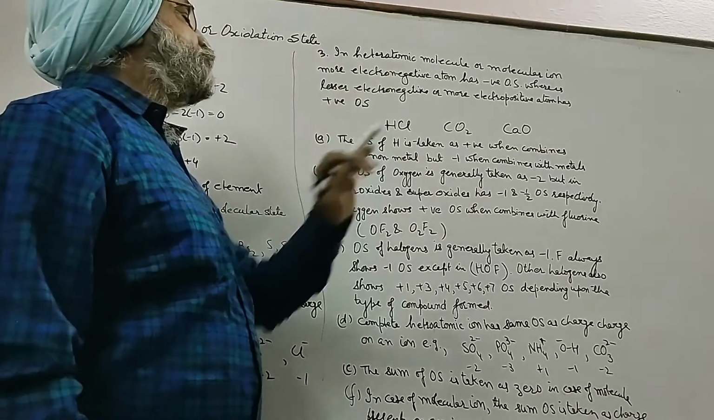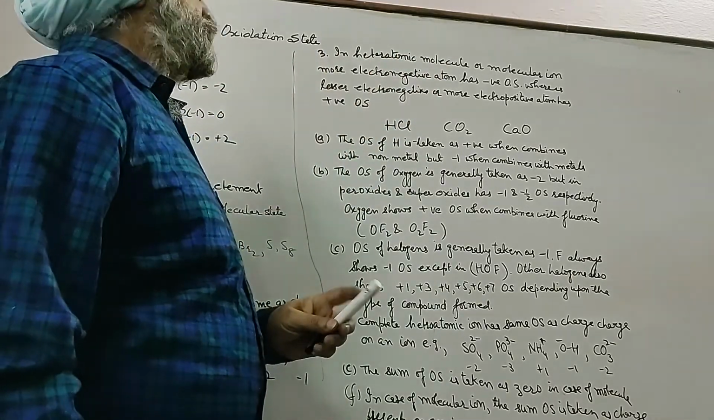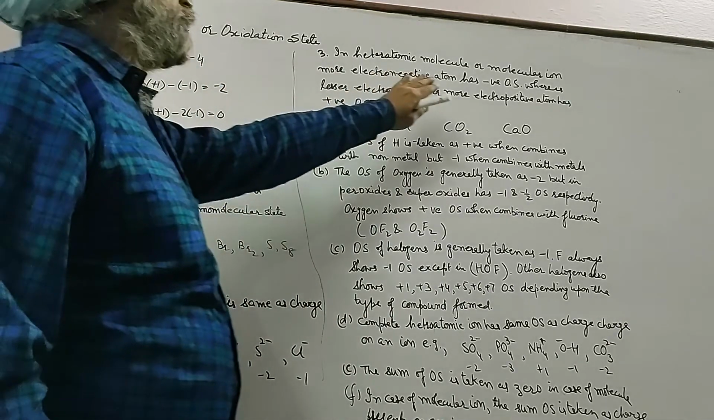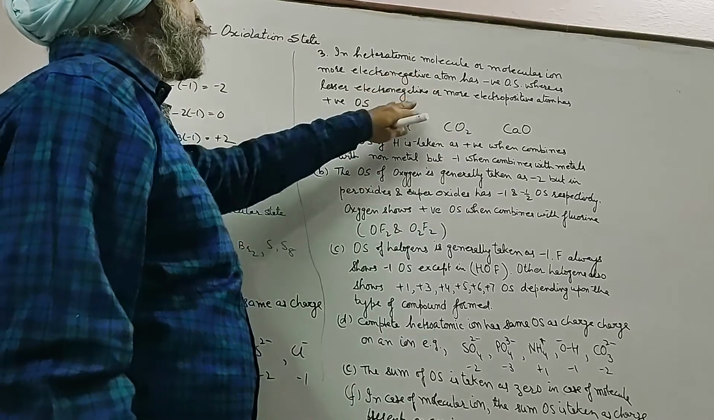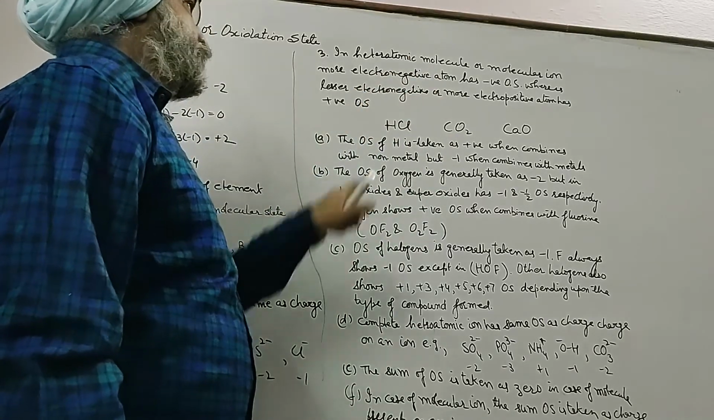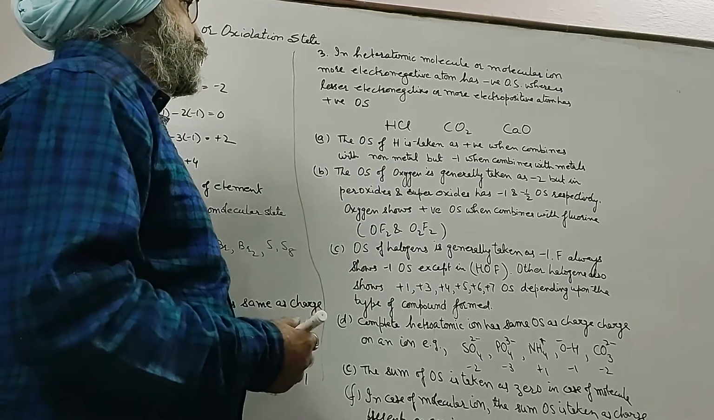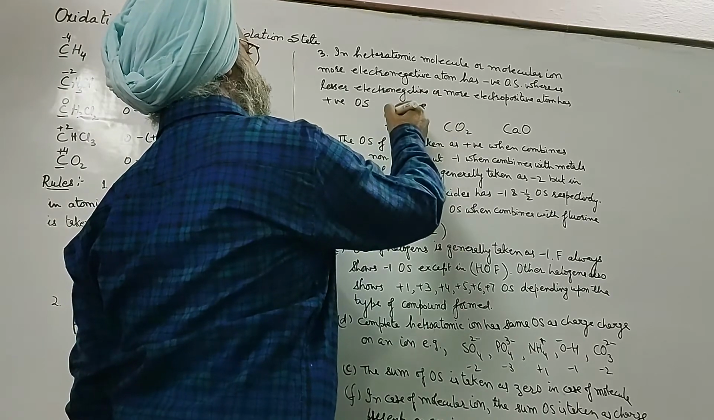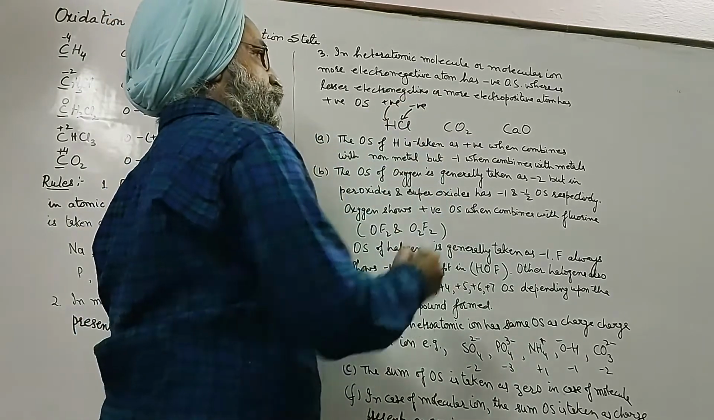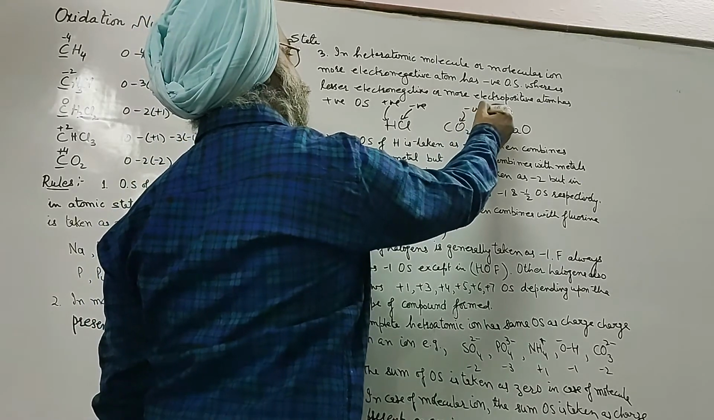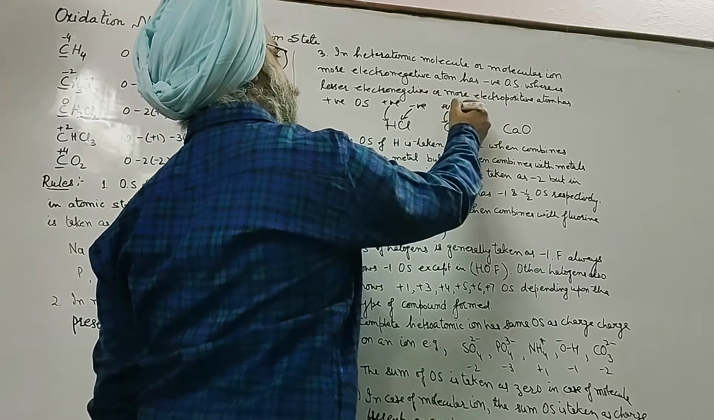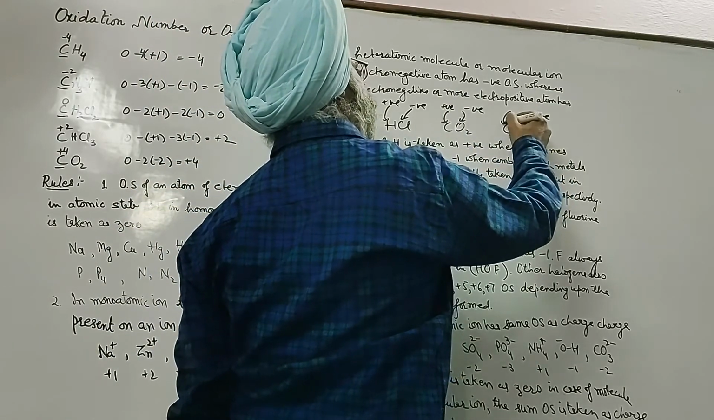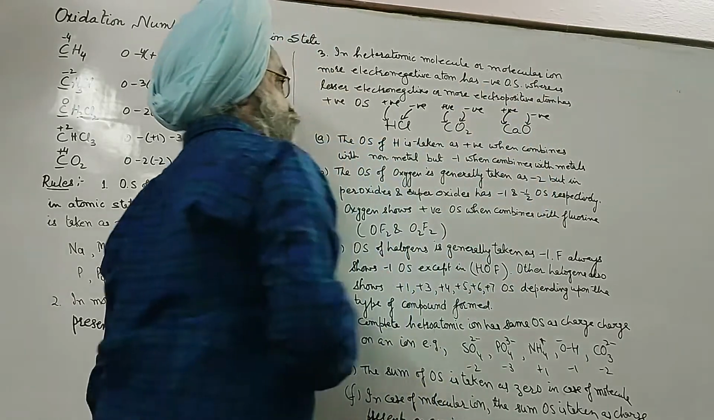Now, in case of a heteroatomic molecule or molecular ion, the more electronegative atom has a negative oxidation state, like we did in this case also, and the less electronegative or more electropositive atom has a positive oxidation state, like in this case. Fluorine is more electronegative. This has a negative oxidation state and this has a positive oxidation state. Oxygen is more electronegative. This has a negative oxidation state and this has a positive oxidation state. Oxygen is more electronegative. This has a negative oxidation state and this is electropositive. This has a positive oxidation state.